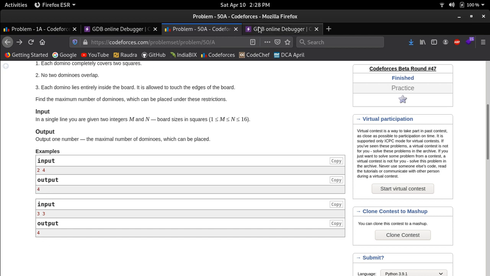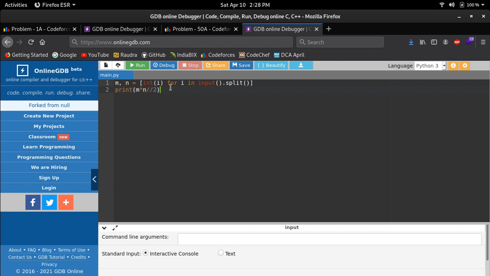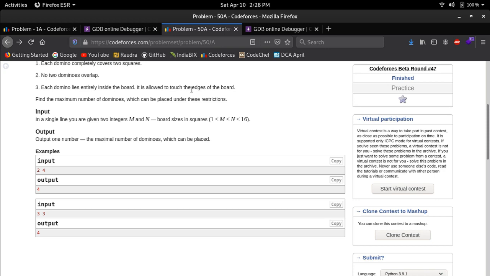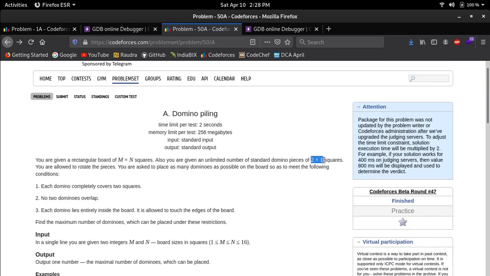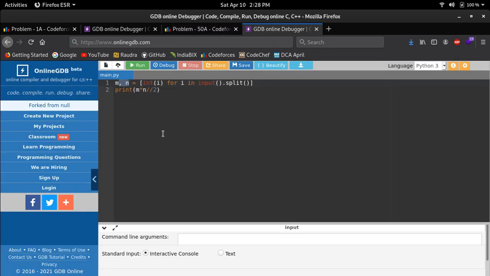Let's check the code for this. It is very simple. We have just taken input for m cross n, and the domino value 2 cross 1 is given inside the question itself. We are just dividing the area by 2. You might see that we have not used the floor function here, but in Python when we use the double division operator, it is called floor division. That's why the value printed will be an integer. This is how we can solve this problem in Python.